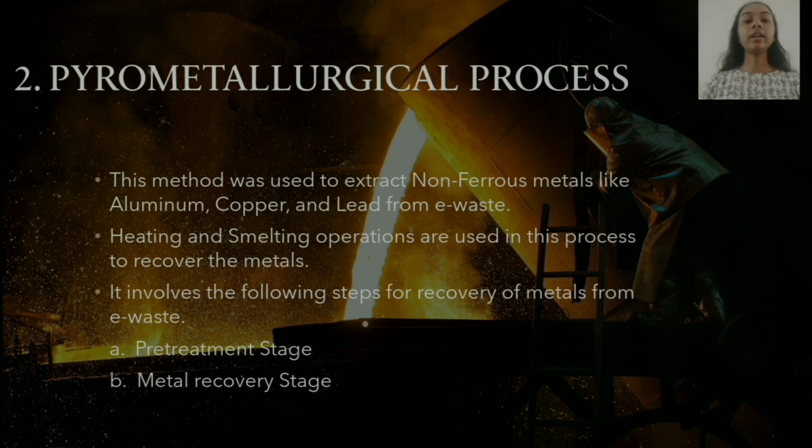And the second method in recovery and recycling of e-waste is the pyrometallurgical process. This method was used to extract non-ferrous metals like aluminum, copper and lead from e-waste. Heating and smelting operations are used in this process to recover the metals. It involves the following steps for recovery of metals from e-waste. The first stage is pre-treatment stage, and the second stage is metal recovery stage.